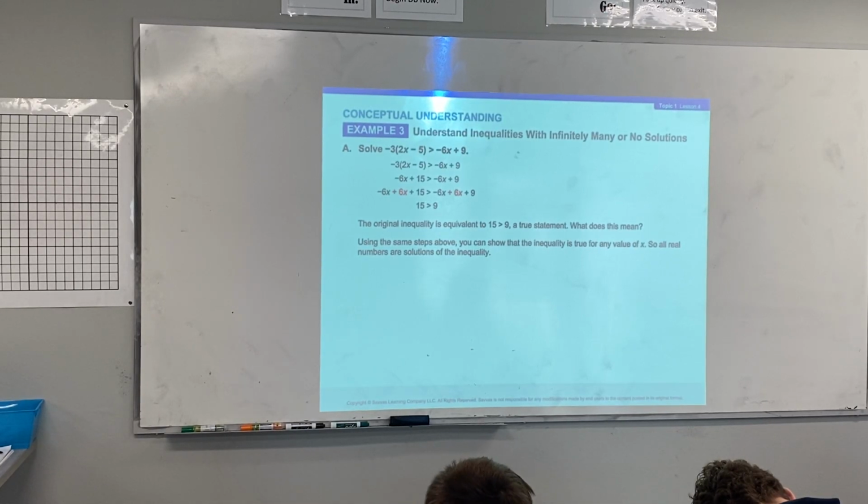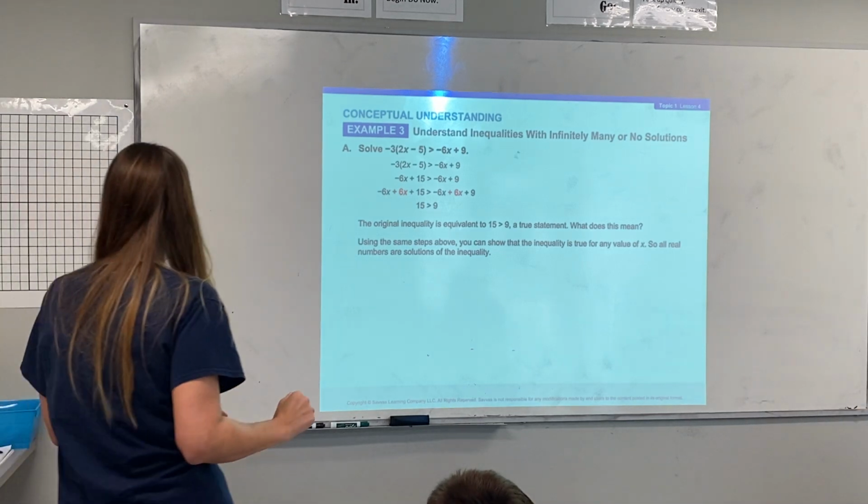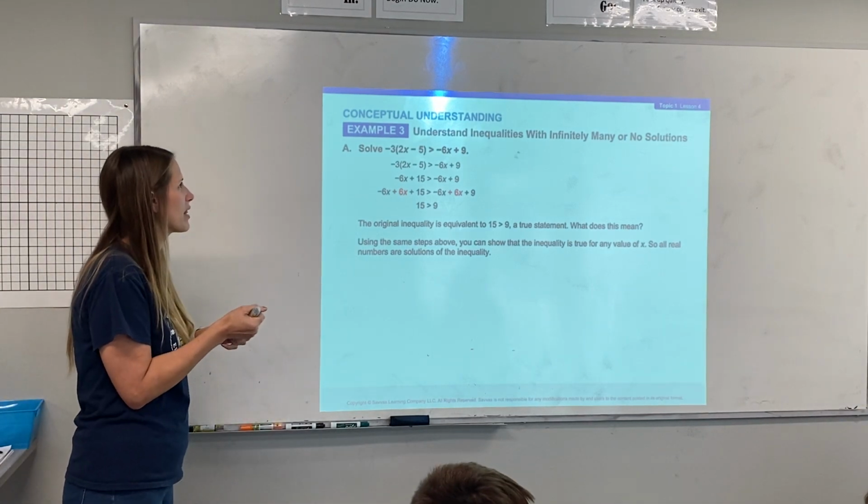We have a few more examples to go through to complete lesson 4. So we are going to go through them now. We're starting with example 3.